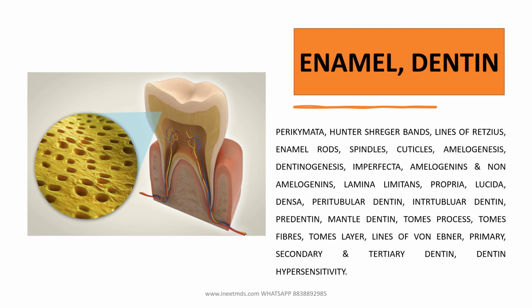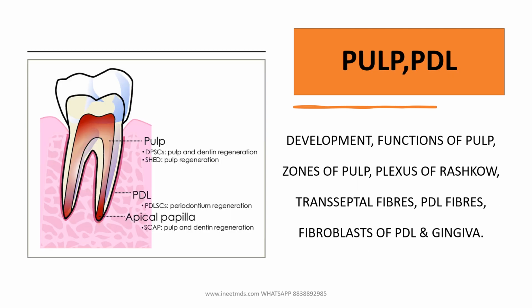And what are amelogenins and what are non-amelogenins, the protein names which come under amelogenin and non-amelogenin, what is a lamina limitans, what is lamina propria, lucida and densa, the difference between a peritubular dentin, intratubular dentin, predentin and mantle dentin, what is Tomes' process and what are Tomes' fibers and what is Tomes' layer, the lines of Von Ebner, primary, secondary and tertiary dentin, the difference between them, and lastly the dentin hypersensitivity, the theory behind dentin hypersensitivity.